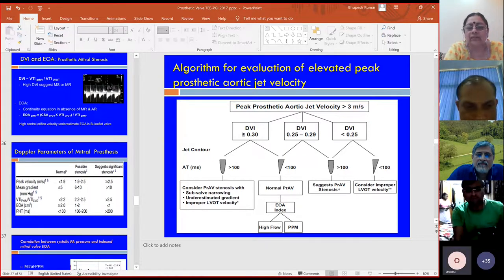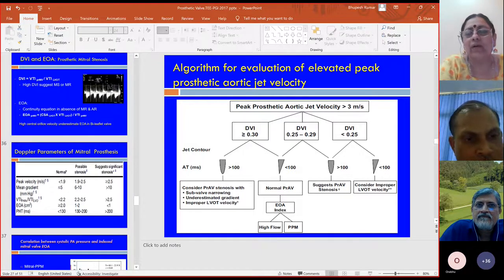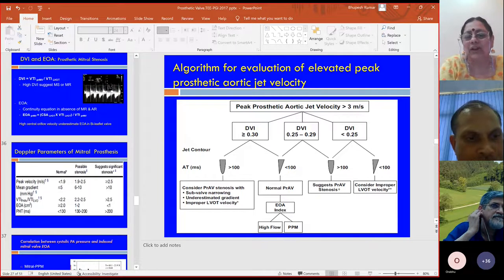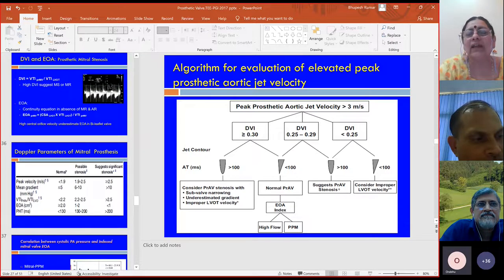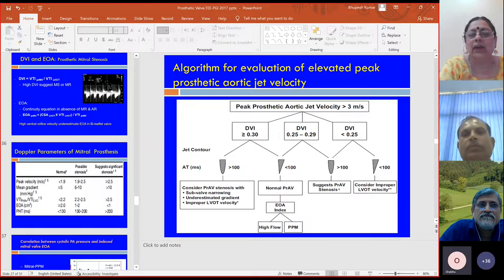Another parameter is stroke volume less than 30 ml, and the peak velocity more than that also is a criterion. We invariably always measure the gradient and the velocities. But we should also do the DVI, the orifice area, and index it. Velocity and gradient, all of us always do, and we will also look for paravalvular leaks, etc. But this also should be done: DVI and EOA, and index it.